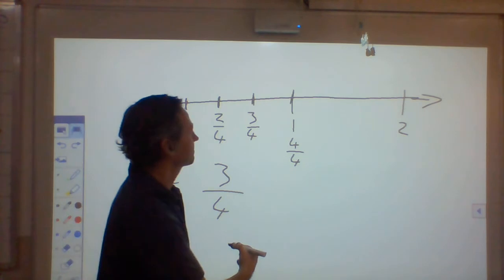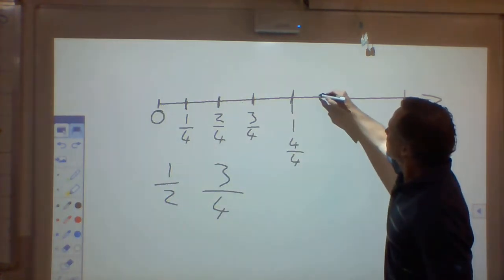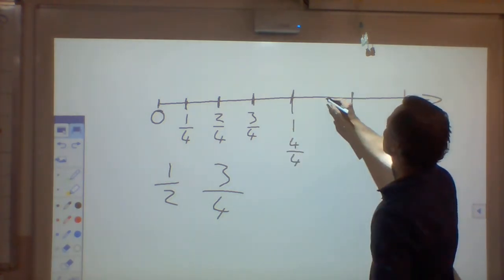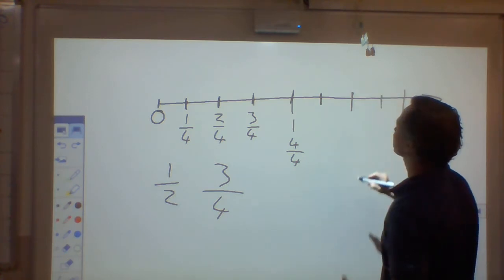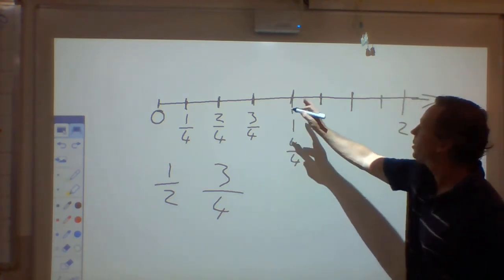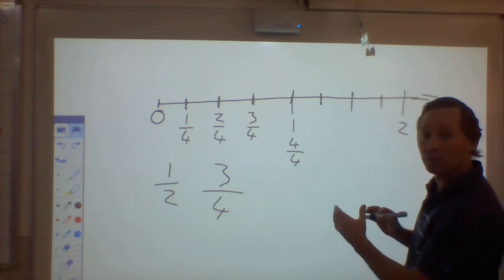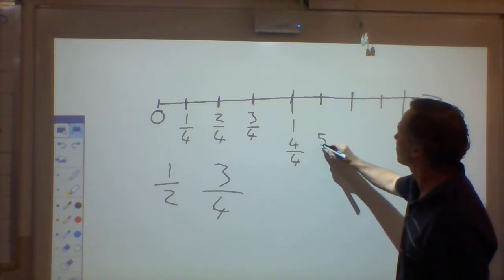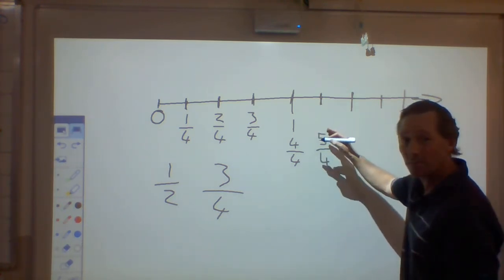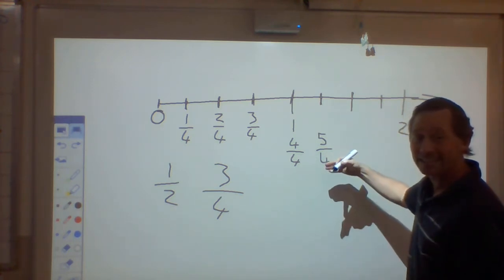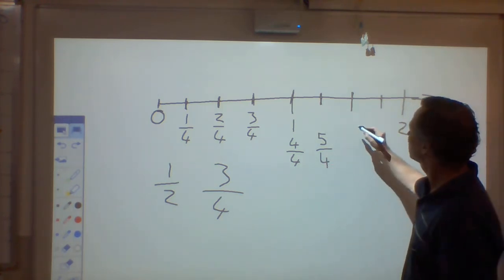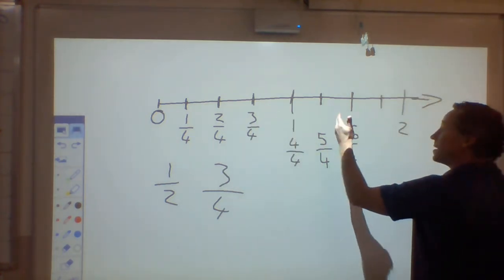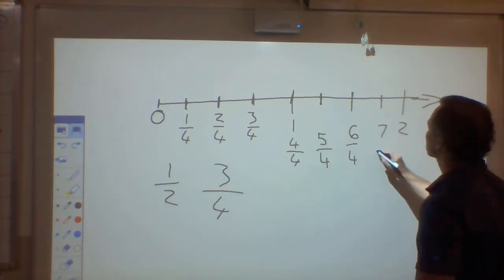Let's continue this. Now, if I come across here, if I do the same, if I cut that into a half between 1 and 2, if I continue this, I know my chocolate bar has been cut into 4 pieces. Here I could put 5/4, which now makes the numerator bigger, greater than the denominator. 6/4, just like a pattern. 1/4, 2/4, 3/4, 4/4, 5/4, 6/4, 7/4.